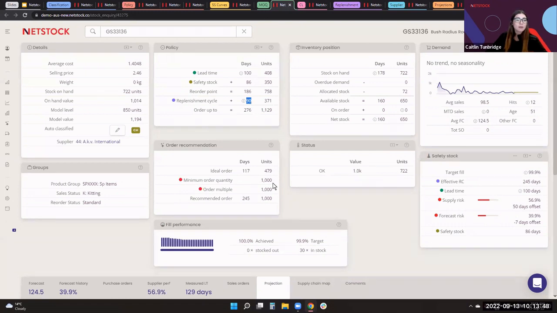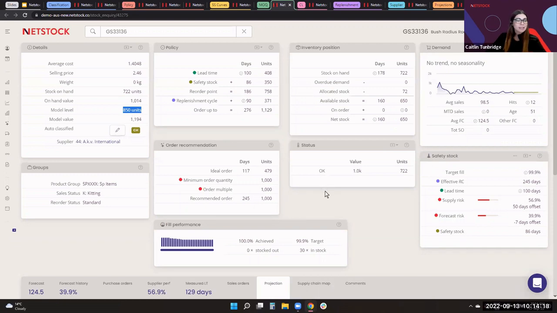But for this item, because we've imposed that MOQ and order multiple of 1,000, Netstock has automatically catered for this and told us our effective replenishment cycle is now 245 days. So because we've got that MOQ, we're now effectively ordering 245 days worth of stock every time we place the order. And you can see here that we have a model stock level of that replenishment cycle to be 850 units. So on average, we'll be holding 850 units of this item due to that MOQ.